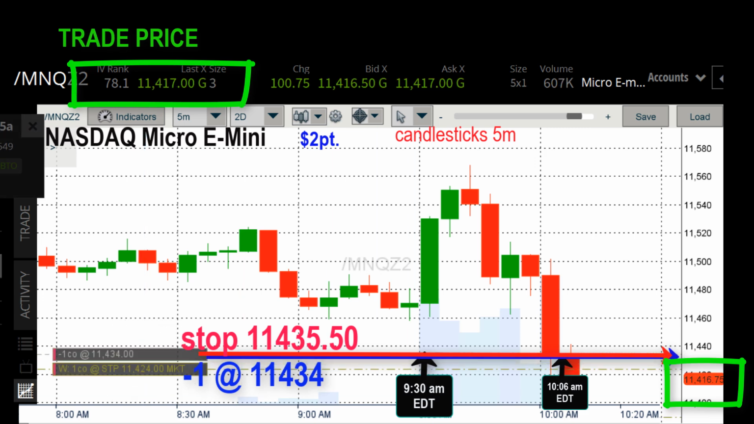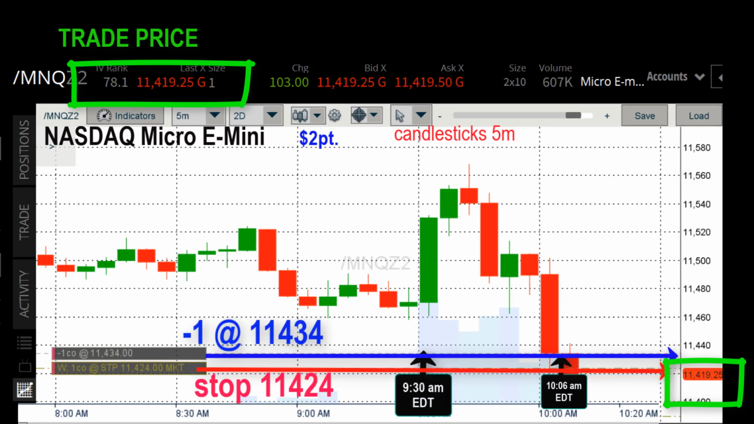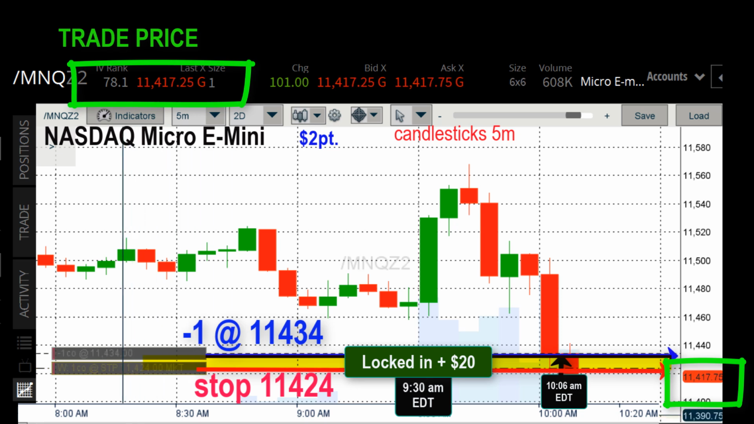Now, I just took my Tastyworks mouse, that left mouse button, clicked it and brought it down to 11,424. That means I have locked in 10 points or $20 on the trade, and I'm currently trading 11,420. Now, once you open any trade, the thing you must focus on is how to reduce the risk and or lock in profits.